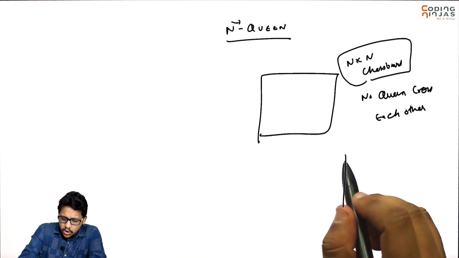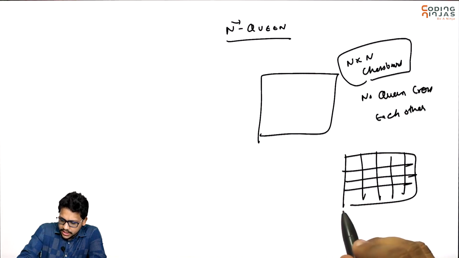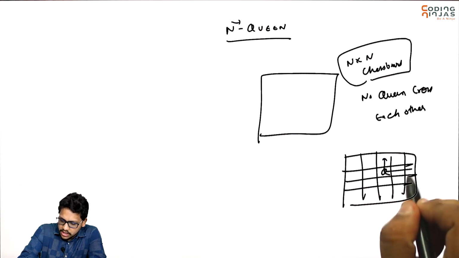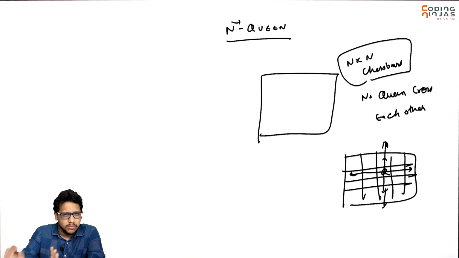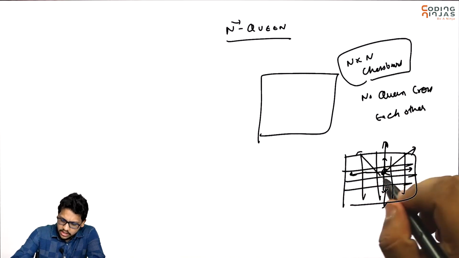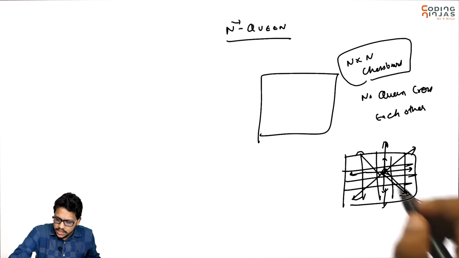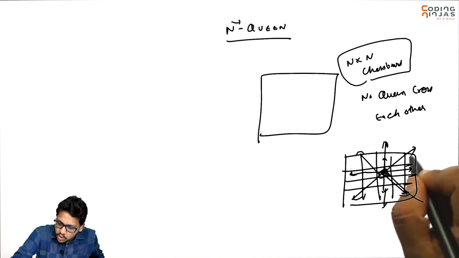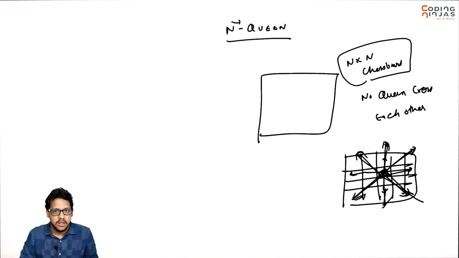A queen can move in all 8 possible directions. That means if you have a chessboard, say 8 cross 8, or let's say a 4 cross 4 chessboard, if you have a Q here, it can move here, here, here, upwards anything. If there are more rows, it can move diagonally as well, in all 8 possible directions. So no queen crosses each other, which means if a Q is present here, no Q should be present in any of these paths.